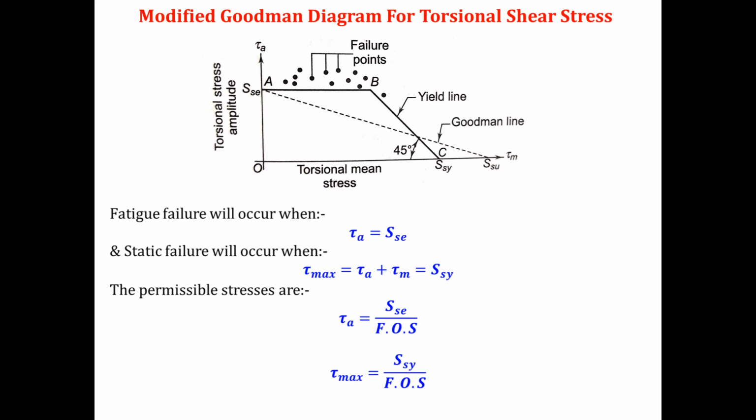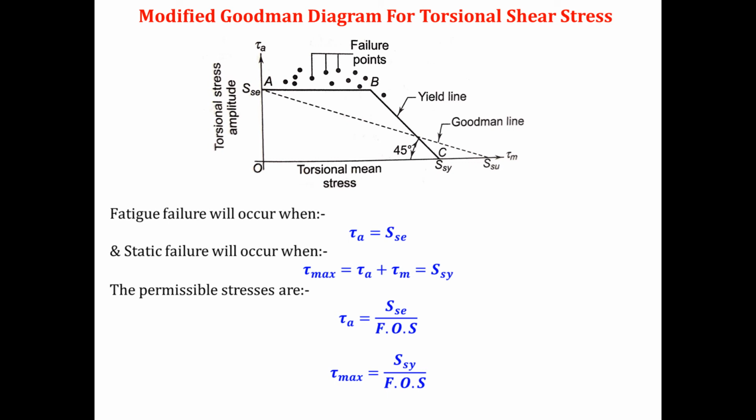And in case of static failure, you have to take the maximum stress, and maximum stress will be nothing but the combination of mean stress as well as amplitude stress, that is tau A plus tau M. In case of ductile material, I know that static failure will only take place when the strength of that material becomes equal to the yield strength. So for static failure, maximum shear stress, that is tau A plus tau M, becomes equal to SSY.